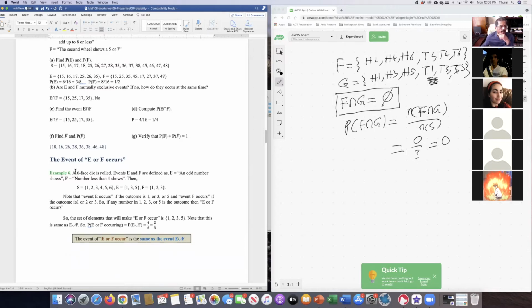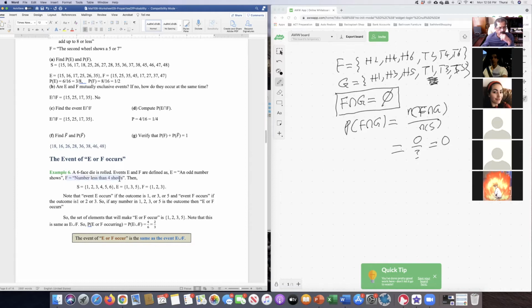The event E or F occurs. Now we discussed this earlier, but let's do it in a formal way again, using some examples. Event E or F occurring. So I'm going to use this example of tossing a die, a 6-face die is rolled. Event E is defined as odd number shows. Event F is defined as less than 4 shows. So event E is 1, 3, 5. Event F is 1, 2, 3.